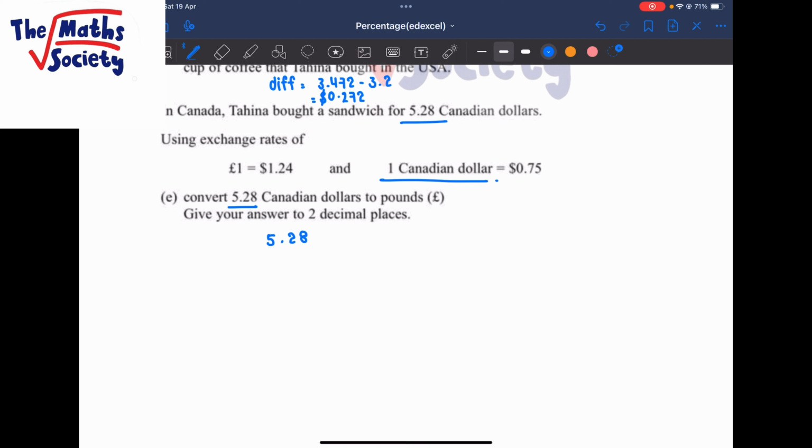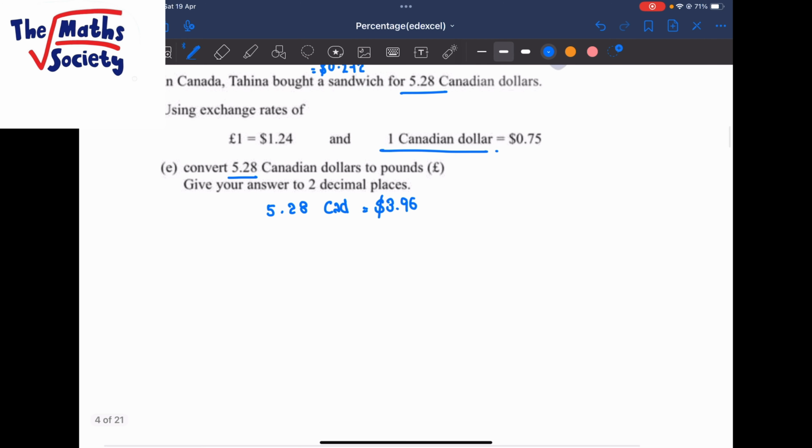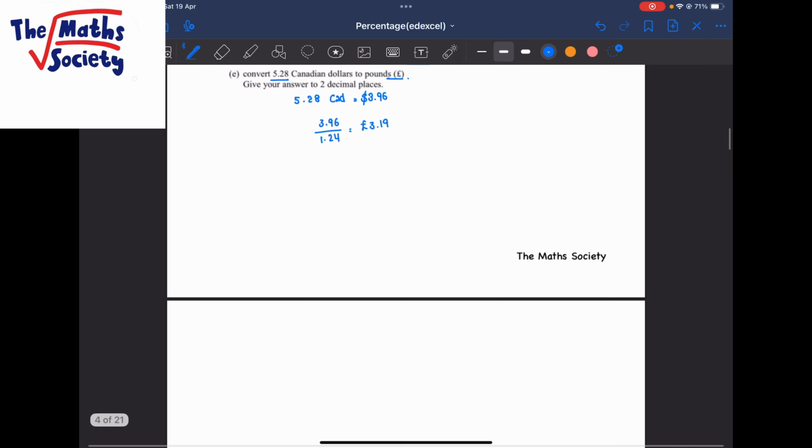It will be converted into dollar first. So 5.28 Canadian dollars. So that would be 3.96 USD. So that's dollars. I'm going to write this way. And then we want to convert to pound. And we know that £1 equal to 1.24. So we're going to divide it. So that's 3.96 divided by 1.24. So that will give you 3.19 pound. And that should be your answer.